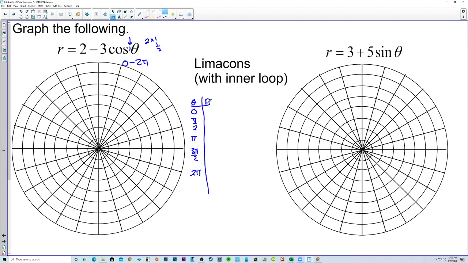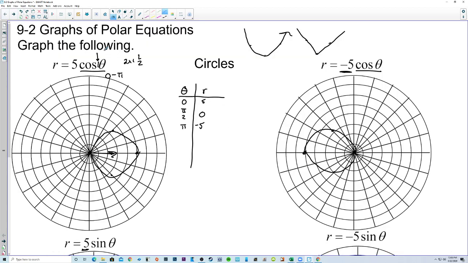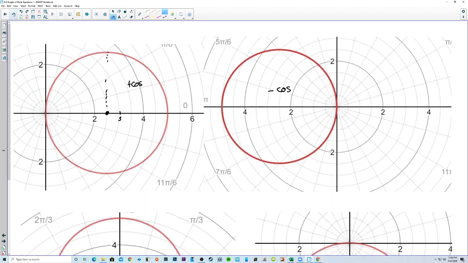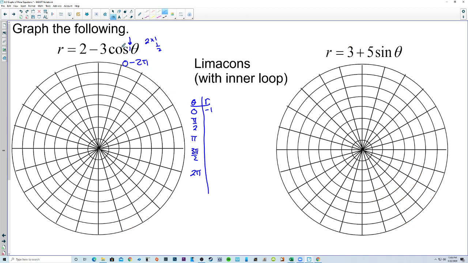Let's plug 0 in for theta. Cosine of 0 is 1, so we get a negative 1. Now notice on these, we didn't get an r that's negative. I think we did on circles, but we don't get an inner loop with circles. Cosine of pi over 2 is 0, so that's 2. Cosine of pi is negative 1, so there's 5. 3 pi over 2 is 0, so that's 2. And then 2 pi is 1, so we get to the negative 1 again.